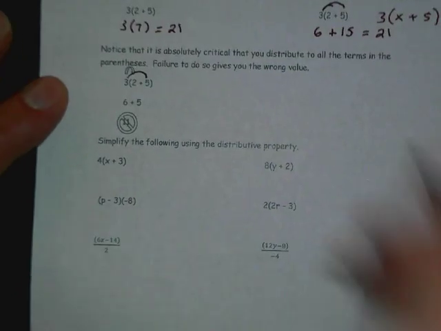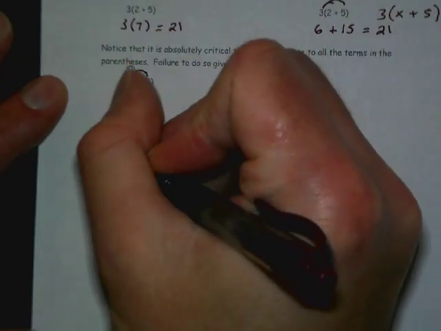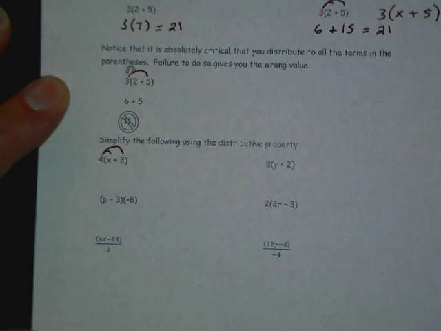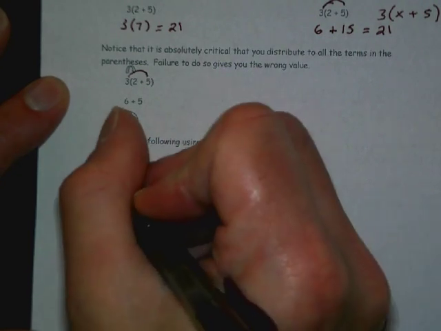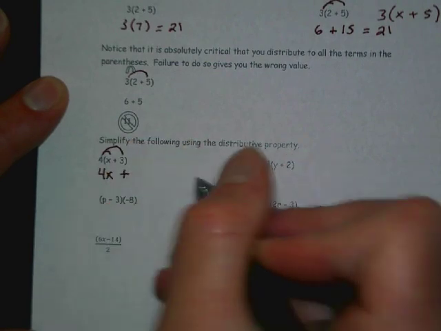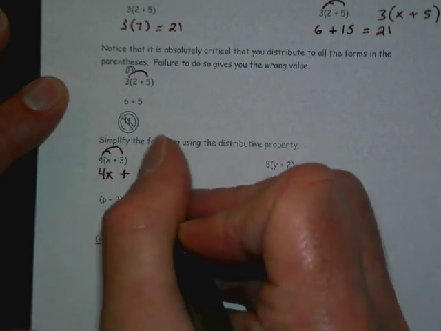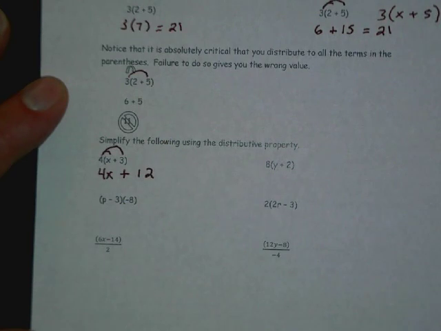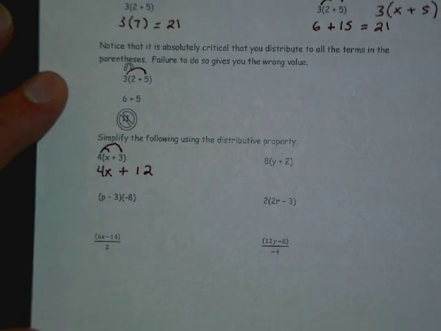So down at the bottom, we use that distributive property. What would 4 times x be? 4x, and then 4 times 3, 12. And you bring down that plus sign between them. And we are done right there. There's nothing else we can simplify with that because we cannot add 4x and 12. Those aren't like terms, which we'll get to on the next slide.